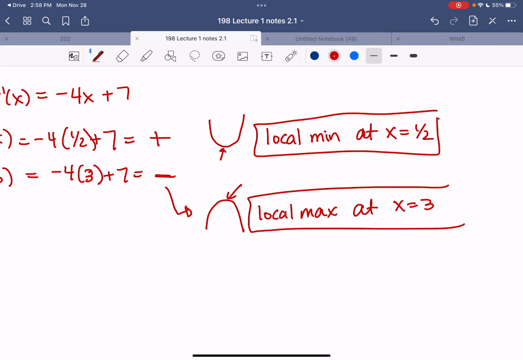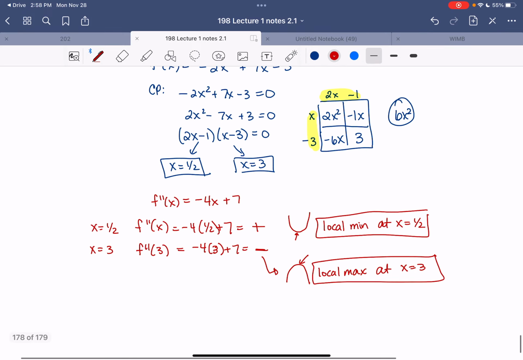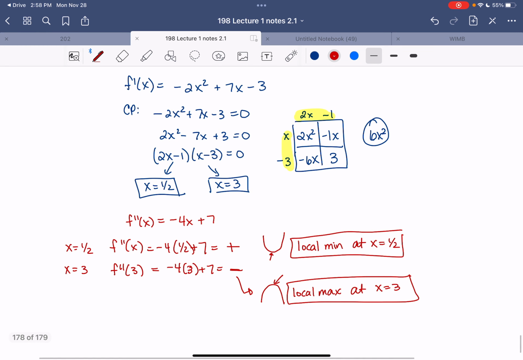And using the second derivative test, I'm able to classify my extrema. I can find my maxes and mins. Okay. Now, if you happen to get 0, your second derivative test fails, and you got to go back to first derivative test. It doesn't tell you anything. But that's how we find our local maxes and local mins.